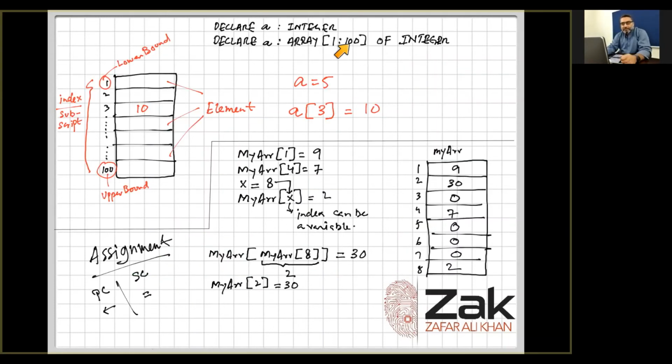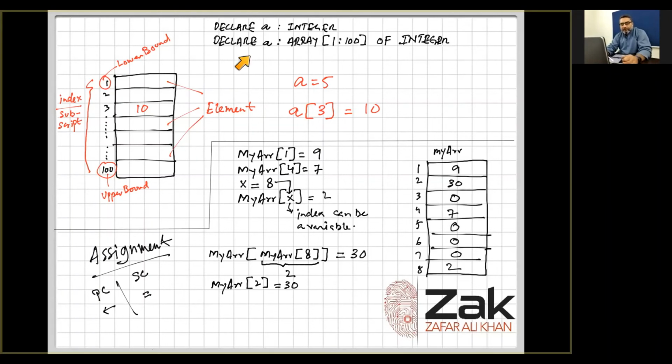and goes up to 100th index, and the type is integer. So this array will be created, which will be starting from 1 and will be ending at 100, from the lower bound 1 to the upper bound 100. Now, this lower bound and upper bound are called index, and sometimes they are called subscripts, and every location with its index is collectively called one element.